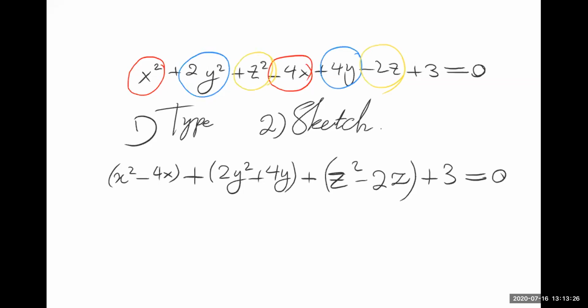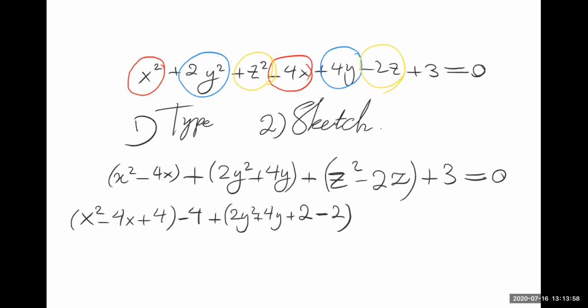We can complete the square. So x squared minus 4x, we can write down as x squared minus 4x plus 4 minus 4. 2y squared plus 4y plus, what should I add here? Here I should add plus 2 minus 2. And I have z squared minus 2z plus 1 minus 1 equals 0.